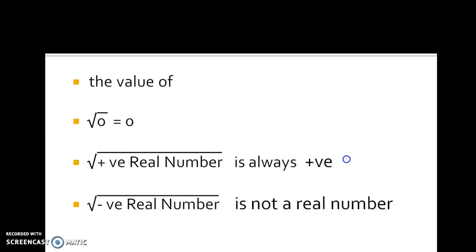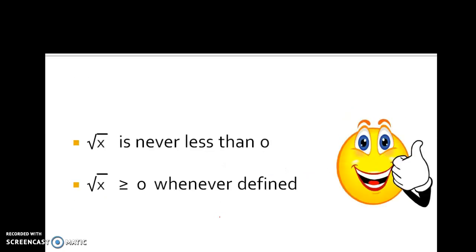Notice that the value of square root of 0 is 0, and the square root of a positive real number is always positive. Square root of a negative real number is not defined. So square root of x is always greater than or equal to 0 whenever defined. It is never less than 0.